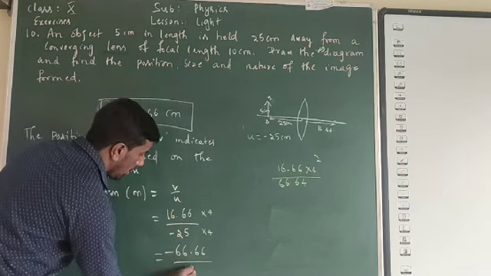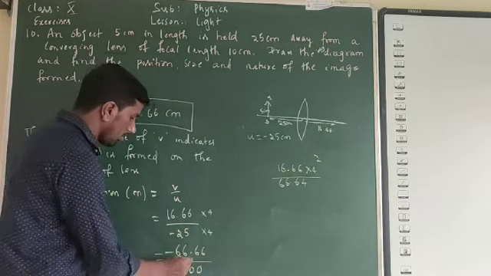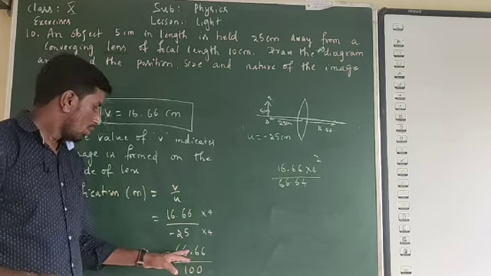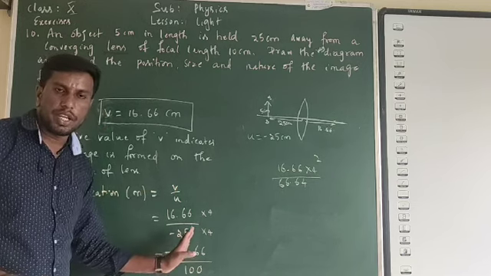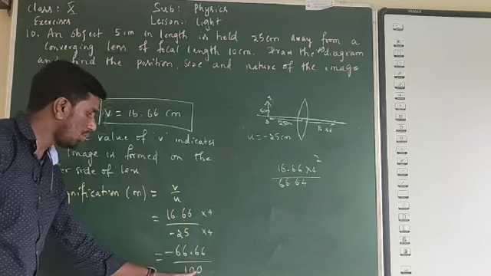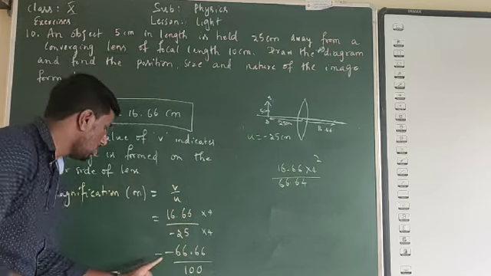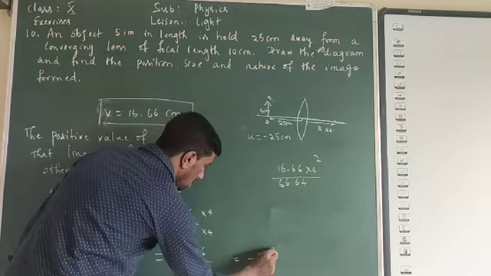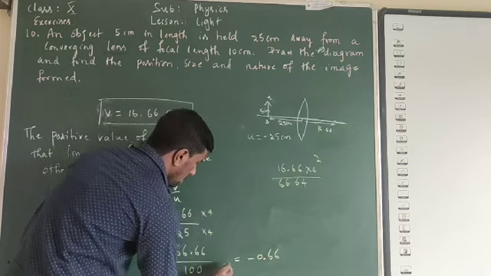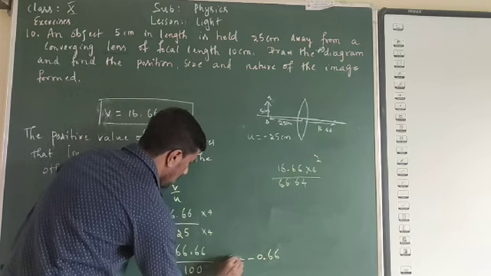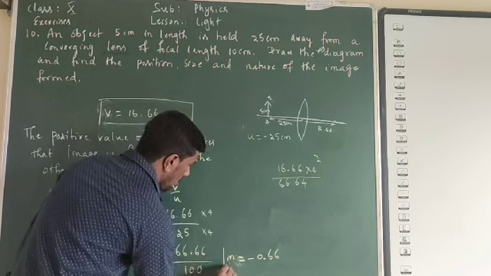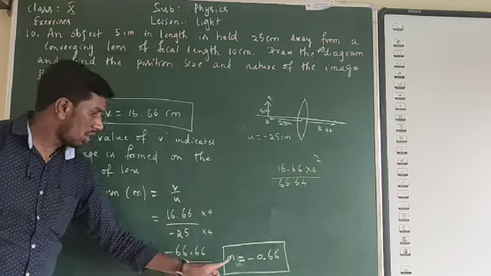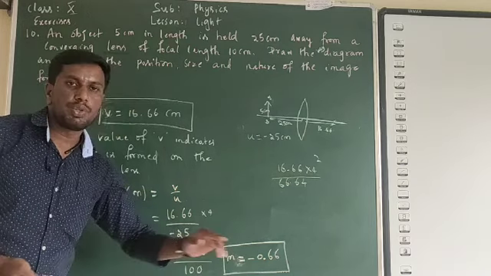66.66 divided by 100. Now you can observe that it is divisible by 100. 2 zeros. So I have a decimal point here. How many digits do I need to shift to the left side? 2 digits because I am having 2 zeros. 1, 2. So which is minus 0.66. Magnification is equal to minus 0.66, and you can observe that we are getting a negative sign in the magnification.